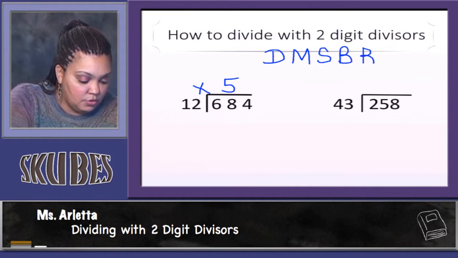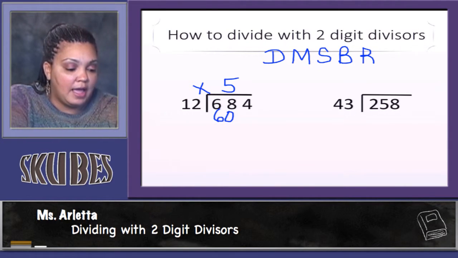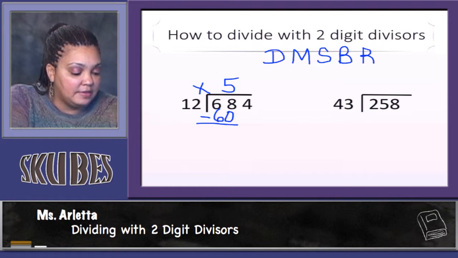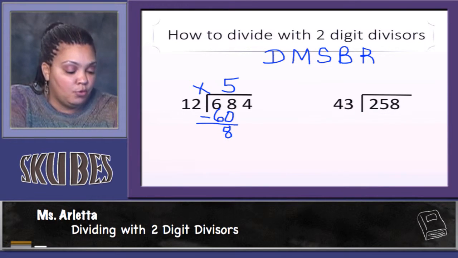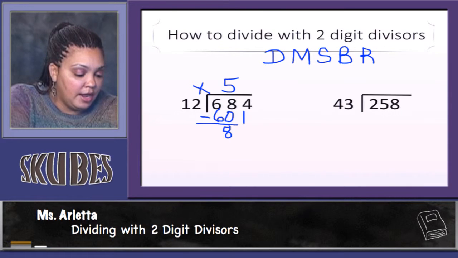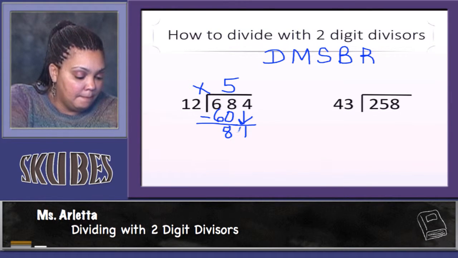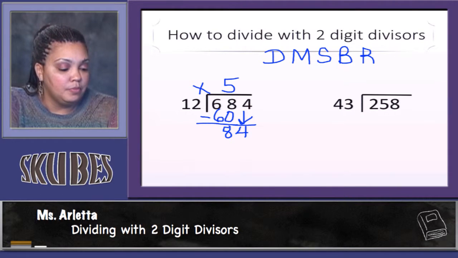I'm going to erase that so you won't get confused. 5 times 12 once again is 60. We just multiplied, so the next letter is an S for subtract. We have 68 minus 60, and that would give us an 8. The next letter is B for bring down. We need to bring down the next number in your dividend, which is 4. Now instead of just having the 8, we have 84.